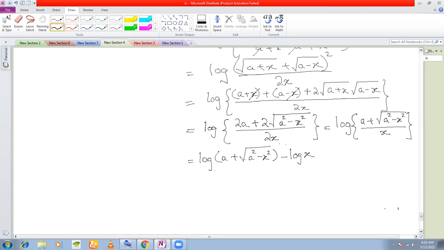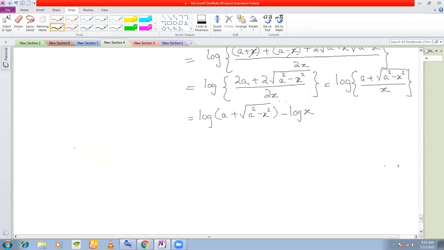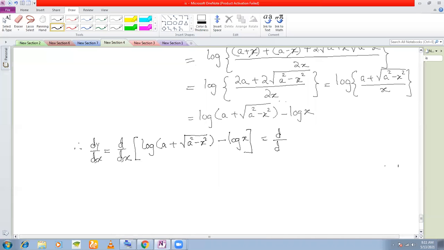Okay, right. Now we shall differentiate. So you've got y is equal to this, therefore dy dx is equal to ddx of log a plus root a square minus x square minus log x. So now, let us differentiate the first log directly.